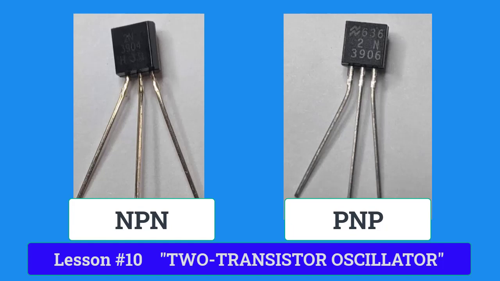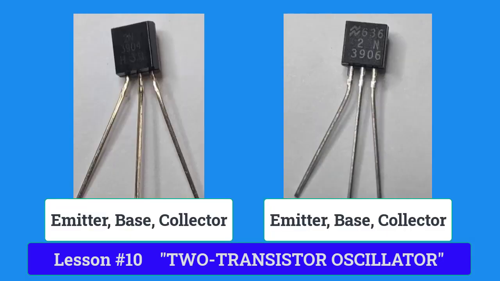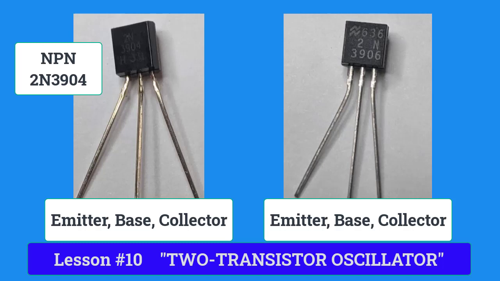A picture of an NPN and a PNP transistor is shown at the bottom right-hand side of the page. They each have three leads or wires sticking out of them. The three leads are named emitter, base, and collector. The NPN transistor is a 2N3904 and the PNP transistor is a 2N3906.